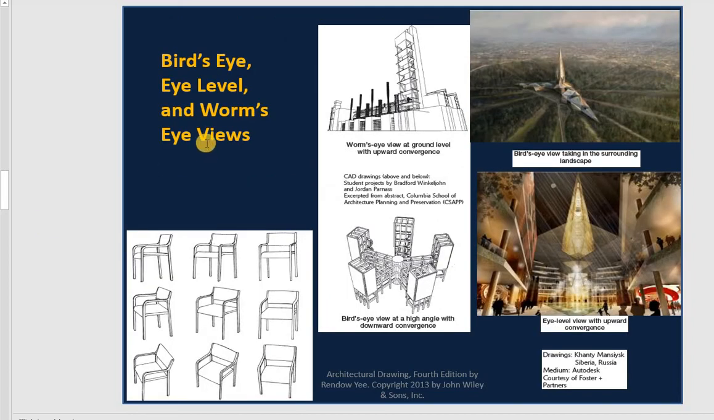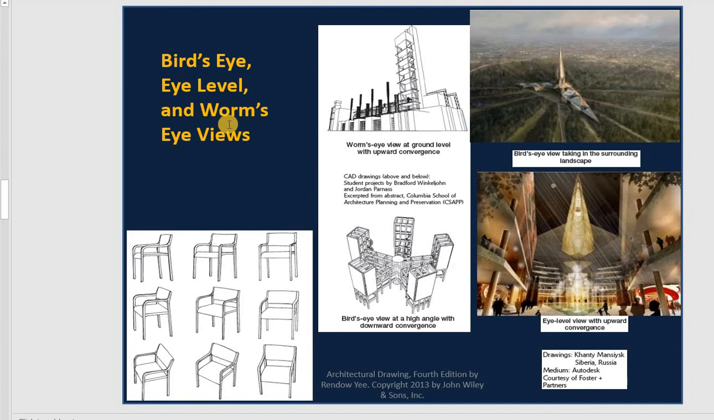Okay, so when you study the view, you should know what the bird's eye view is, what the eye level is, and the worm's eye view. For example, the bird's eye means from the top you look down at the building. For example, this one you look from the top, you look down to the building. You call that the bird's eye.